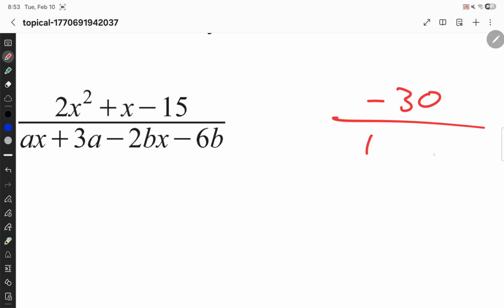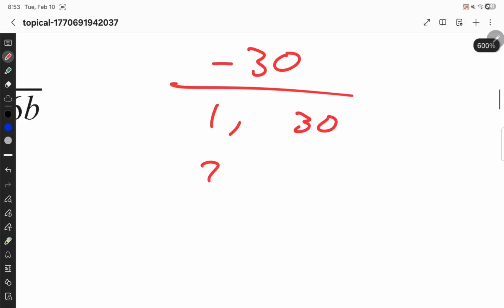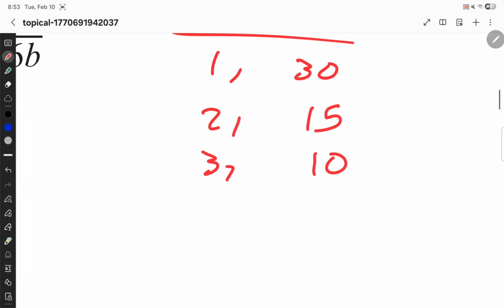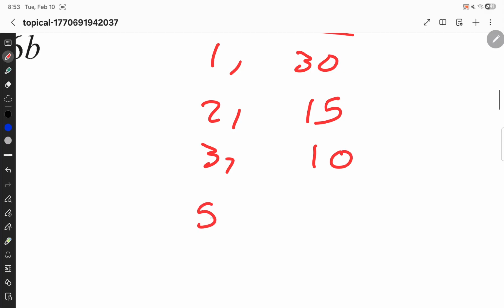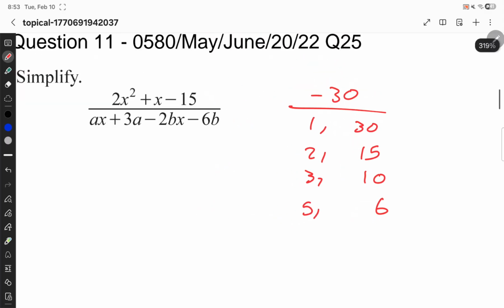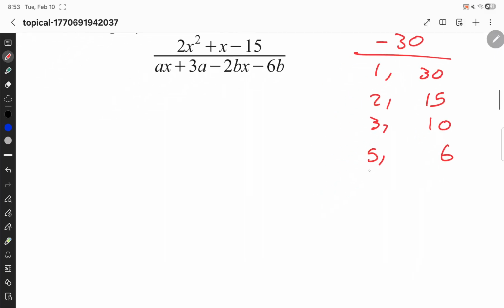List down the factors of 30. So this is 1, 30, 2, 15, 3, 10, 5, 6. Now here that's the turning point, so we will just not worry about the rest. If it repeats, then just don't repeat.